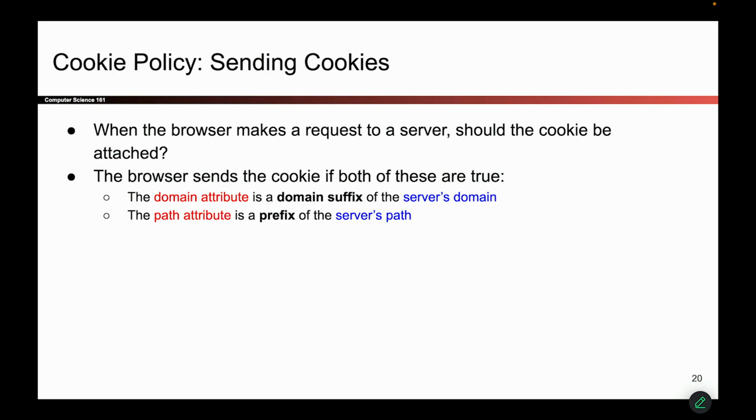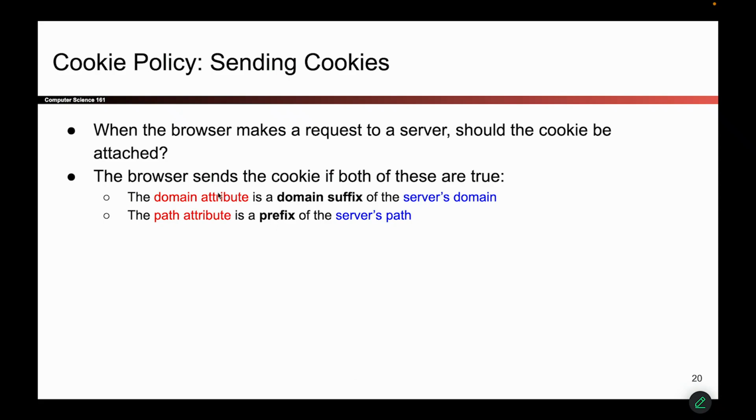So now here's the second half, which has to do with sending cookies. This is the part where we have a cookie jar. It has all these yummy cookies inside, and we have to decide which ones to automatically attach to a request. Now, so far we've said that you automatically attach if the cookie is relevant. But what does it mean for a cookie to be relevant? That's something we have to check.